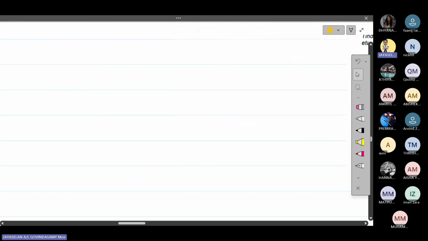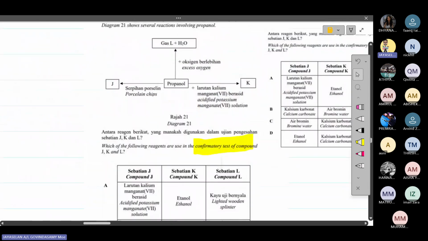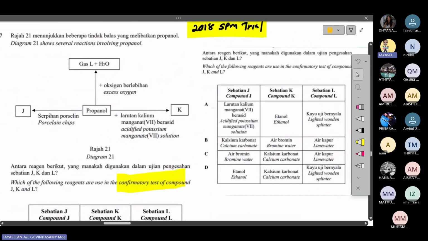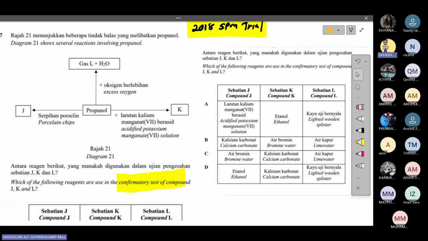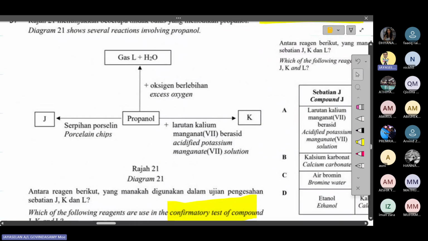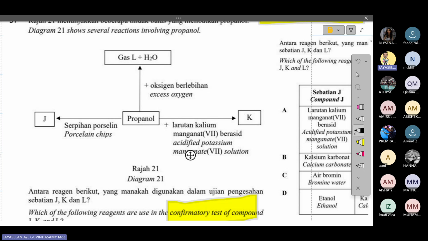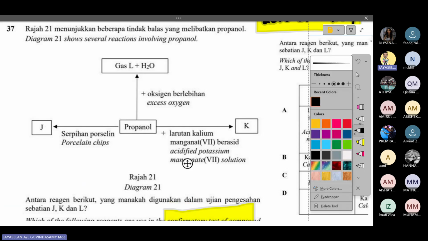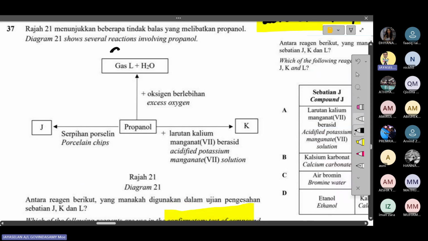Okay, Adi Anman, give me the first question answer. What is the answer? B or C, sir. D or C. Okay, we check whether it is D or C. Propanol, when reacted with excess oxygen, you will get carbon dioxide. So you put here, this will be carbon dioxide.